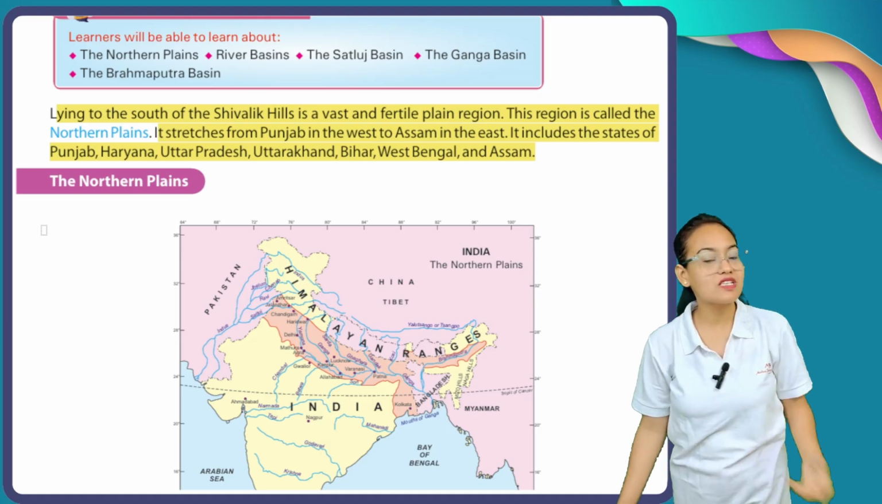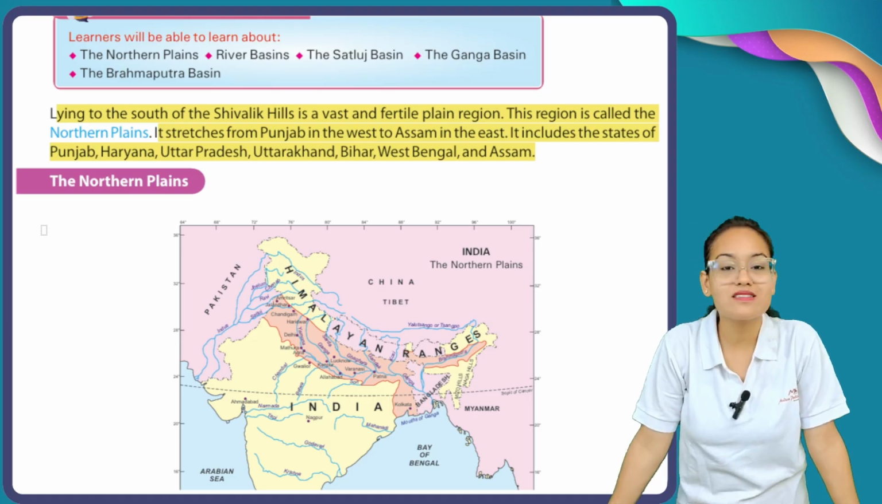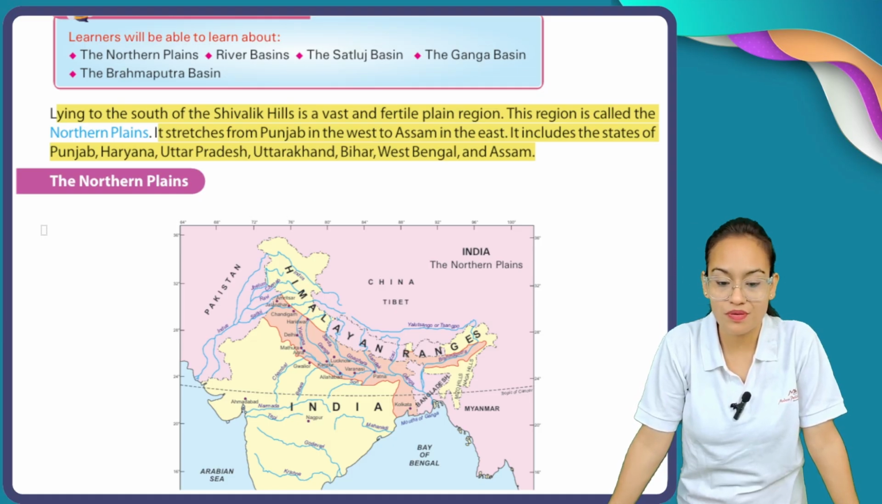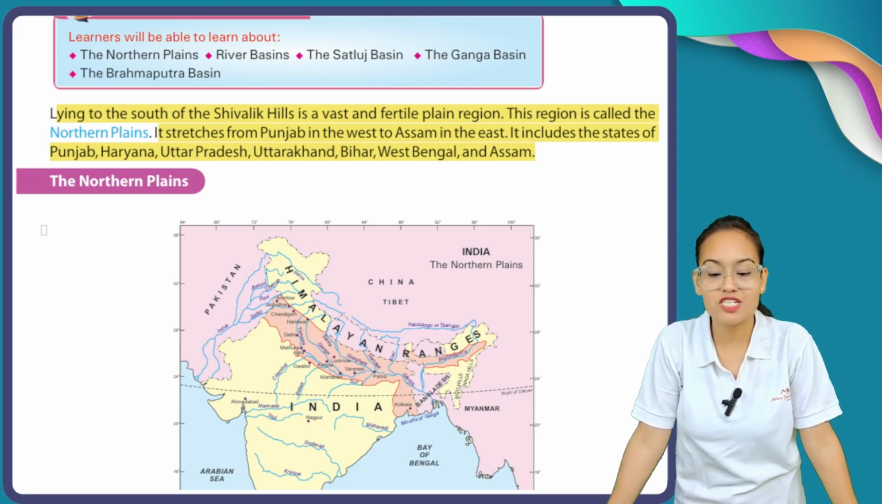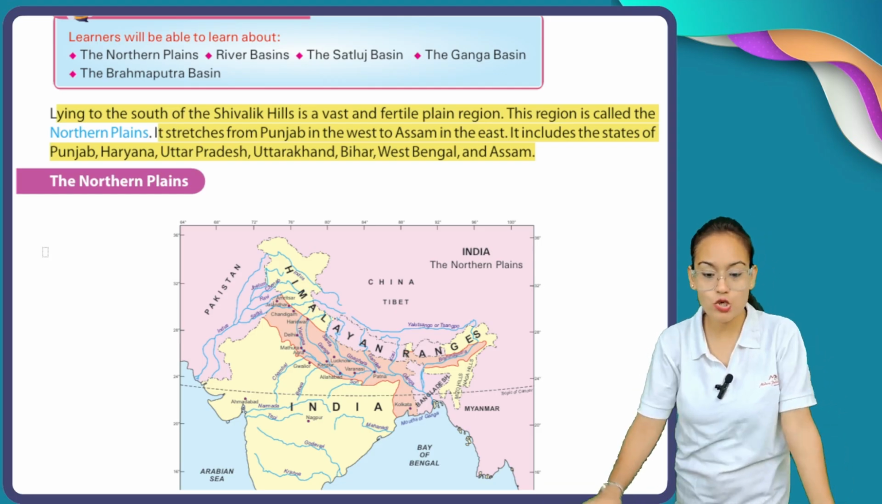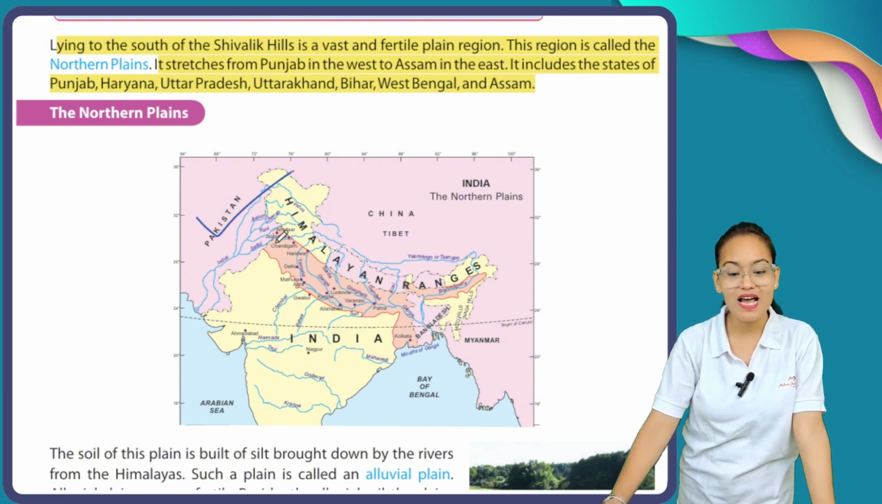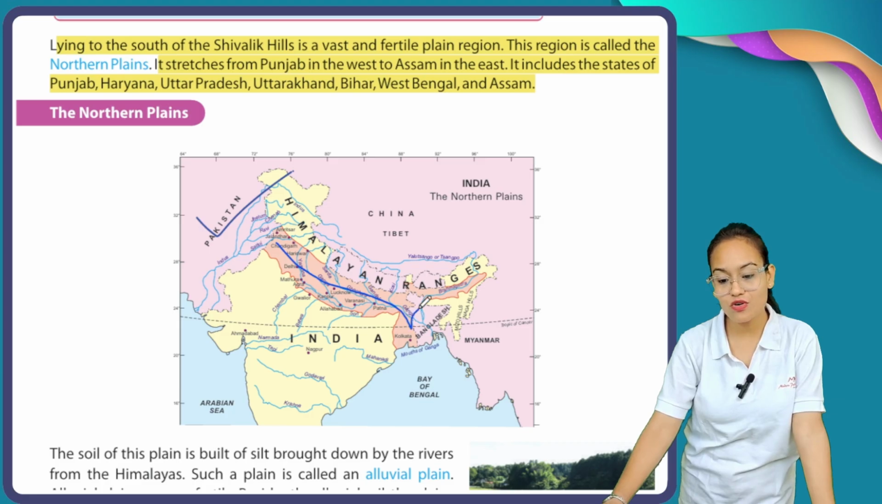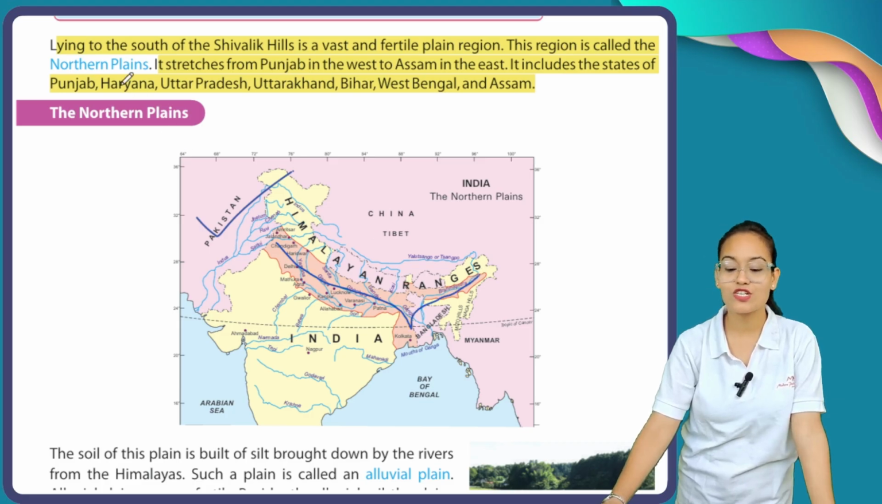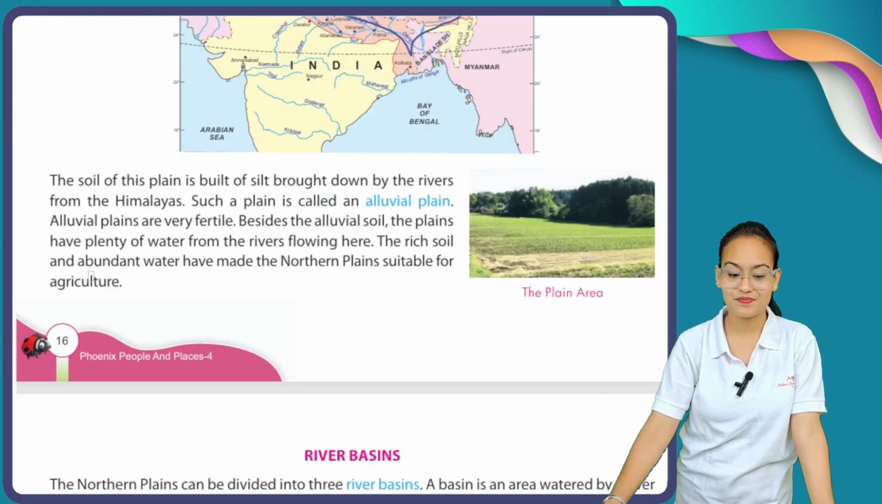Now the states which come under Northern Plains are Punjab, Haryana, Uttar Pradesh, Uttarakhand, Bihar, West Bengal, and Assam. So here you can see this is the physical map of our country India, and this is the location of your Northern Plains.